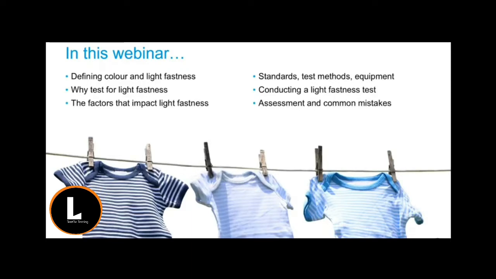Hello, everyone, and welcome. In this webinar today, we will be covering the following topics: defining colour and light fastness, why we test for light fastness, the factors that can impact light fastness, such as temperature, humidity, and precipitation. We have some standards, test methods and equipment. We have conducting a light fastness test, and some assessment and common mistakes using grayscales and blue wools. So let's get the presentation started.